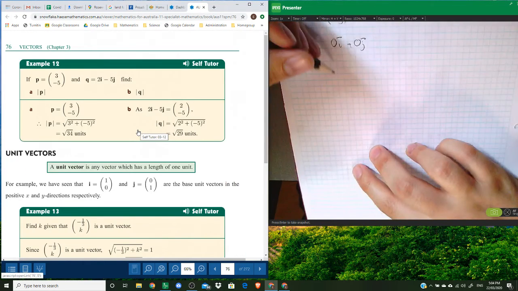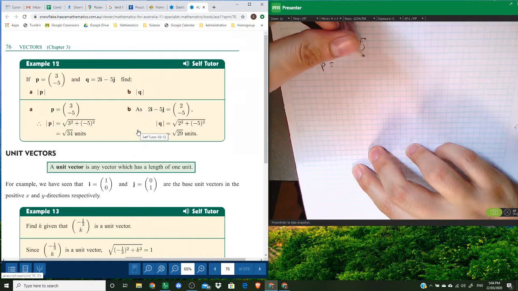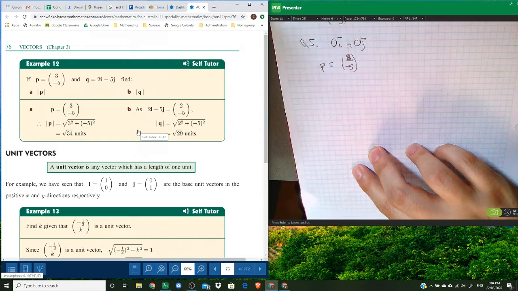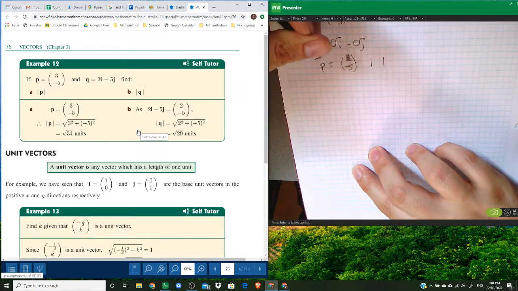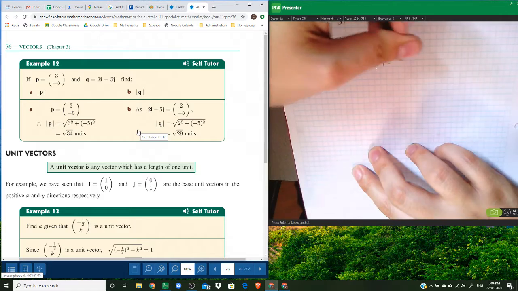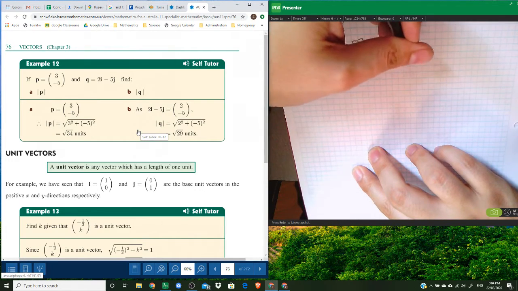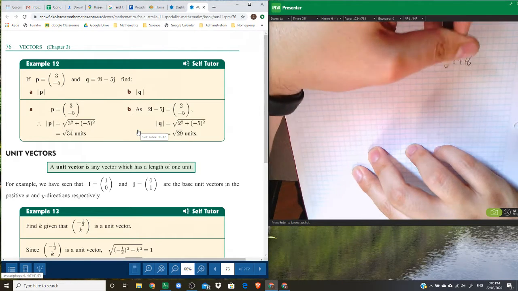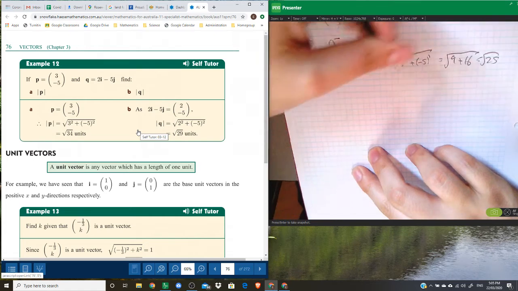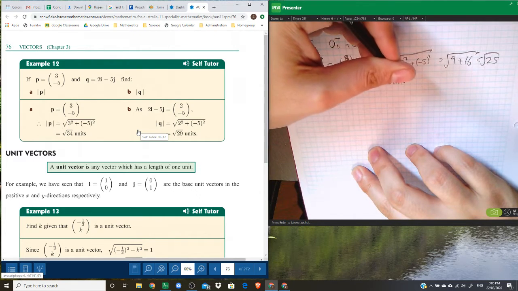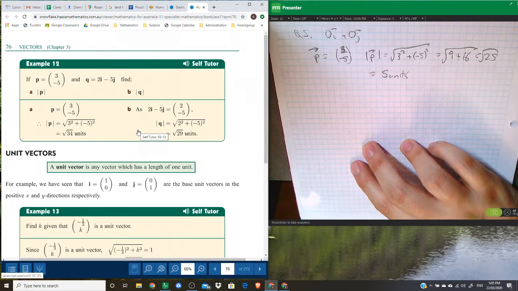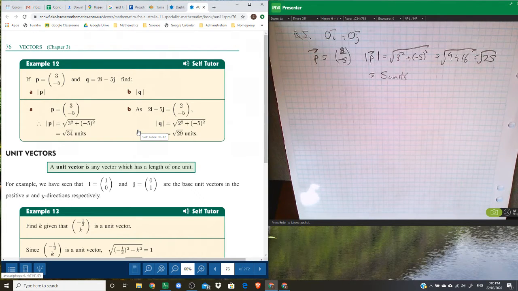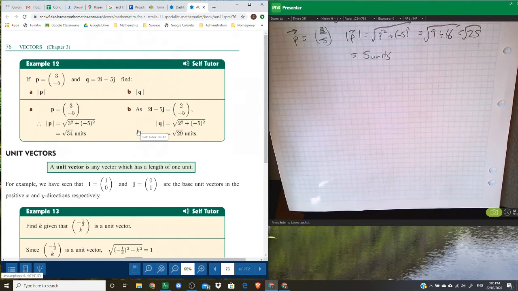All right. So if you've got p equals 3, minus 5, then the length of p: take the x component, square that, take the y component, square that. So you've got 9 plus 16, square root, equals 25, square root, equals 5 units. Until it says otherwise, you just express the length in terms of units. A vector probably represents something, but without any context, we just call it units.